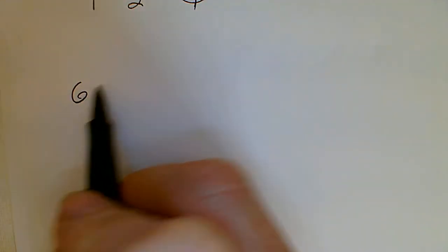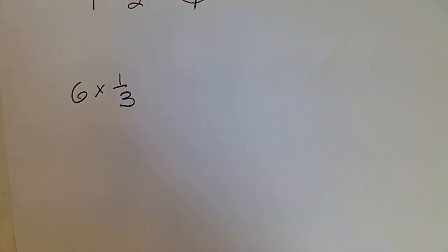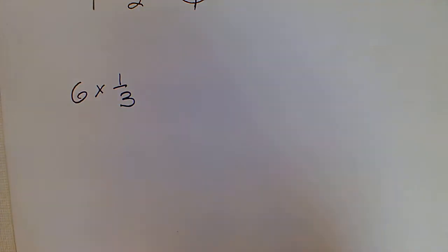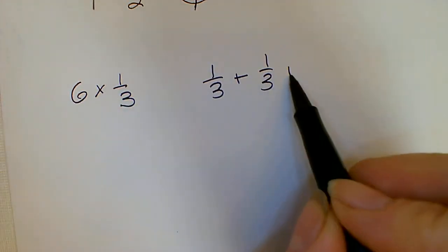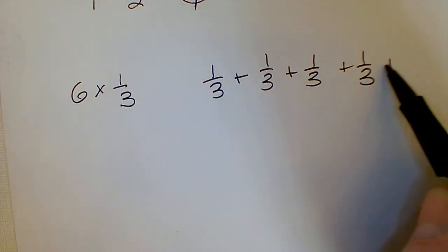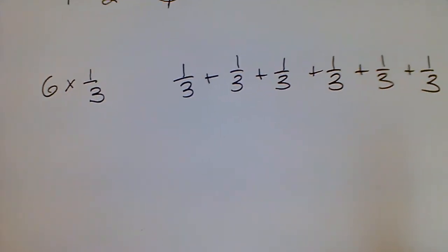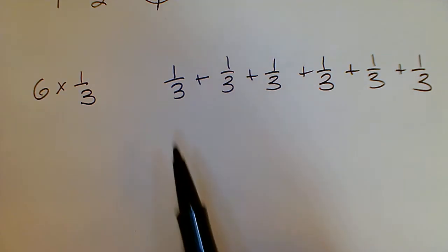Let's say that I have 6 times 1/3. Well, what is that really saying? It's saying that I have 1/3 6 times. So I have 1/3 plus 1/3 plus 1/3 plus 1/3 plus 1/3 plus 1/3. Oh, I'm going off the screen. There we go. So I have 1/3 6 times.